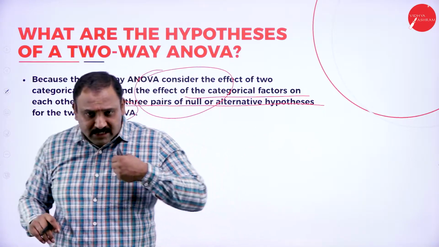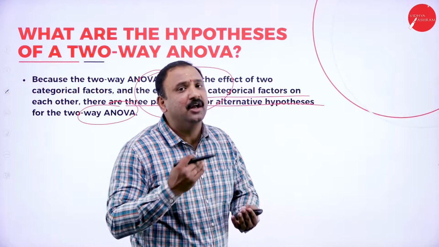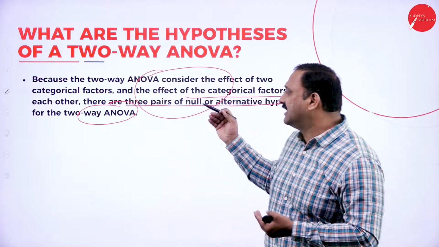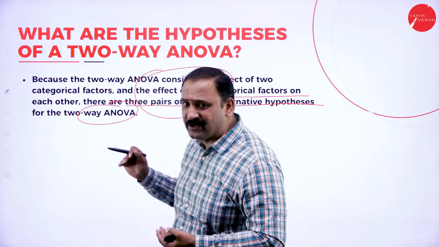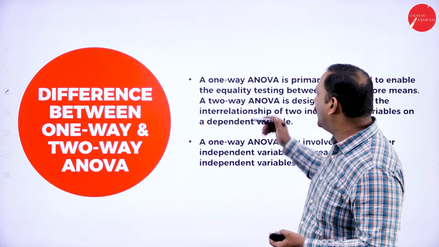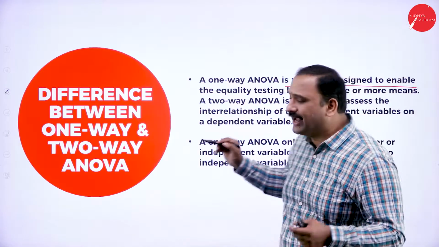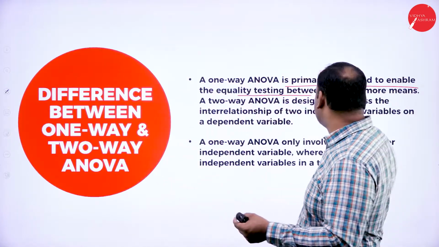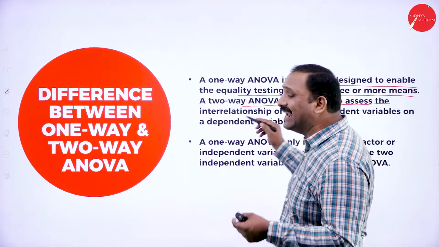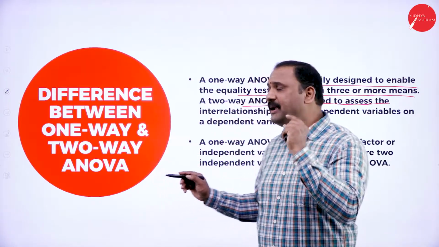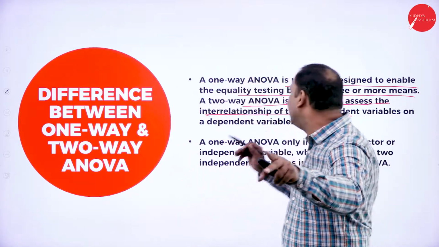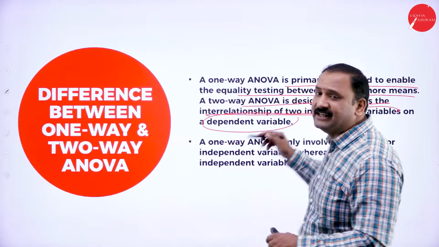Why? Because when you start looking into the two-way ANOVA, on both sides we are going to do the comparison, evaluate the factor, and categorically we are going to see the effects that are going to happen on the situation. Difference between the one-way and the two-way ANOVA: one-way ANOVA is primarily designed to enable equality testing between 3 or more means. The two-way ANOVA is designed to assess the interrelationship. Very, very important, it is designed to measure the interrelationship between 2 independent variables on a dependent factor.